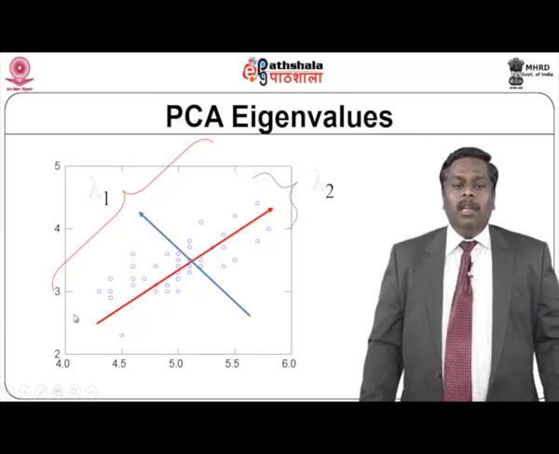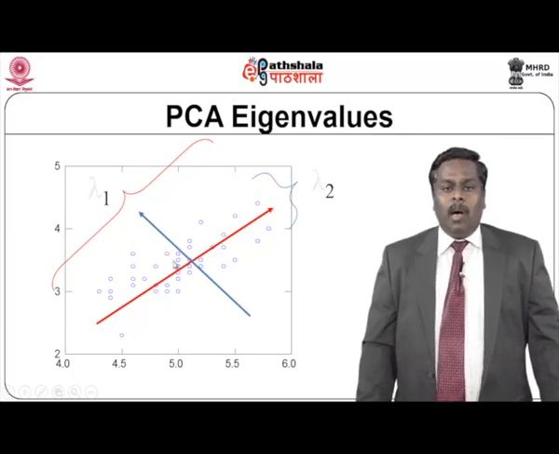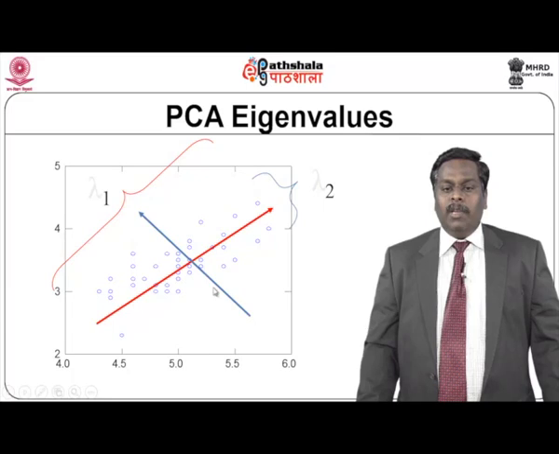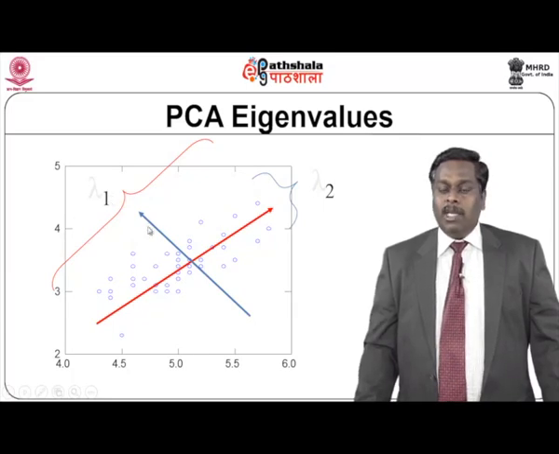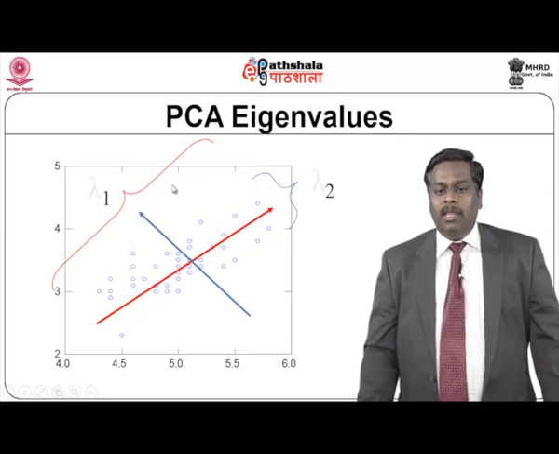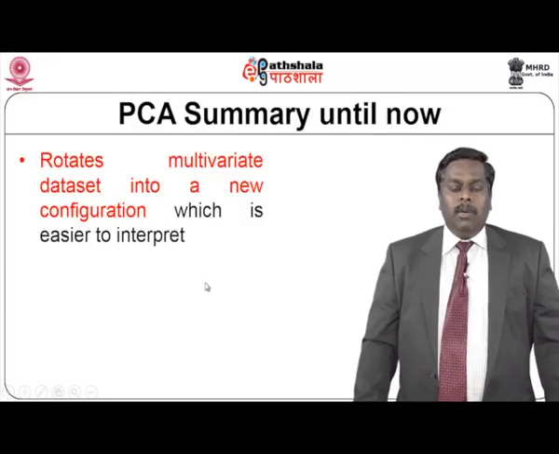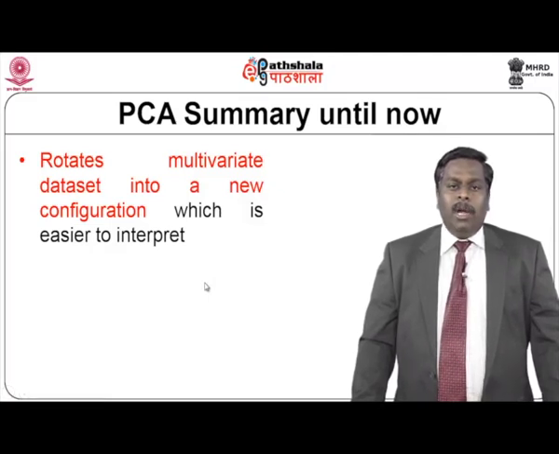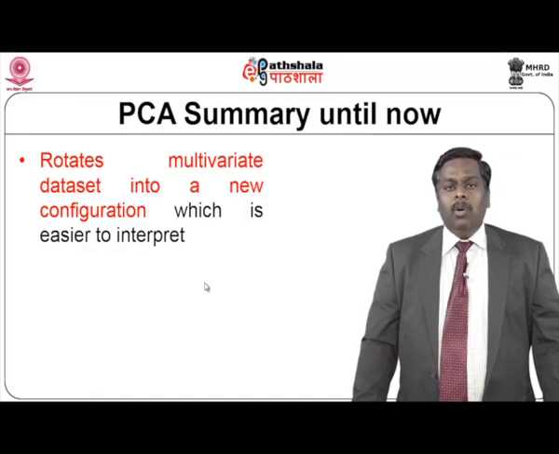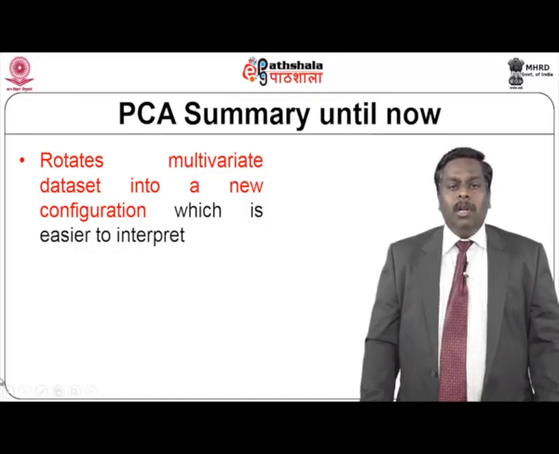This diagram clearly shows the variance or the distribution of the data along the first principal component and along the second principal component. You can find the variance along the first principal component is very large when compared with the variance along the second principal component. Now, till this point what we have understood is principal component analysis actually rotates the multivariate data set into a new configuration, and this new configuration will be much easier to interpret the data set.